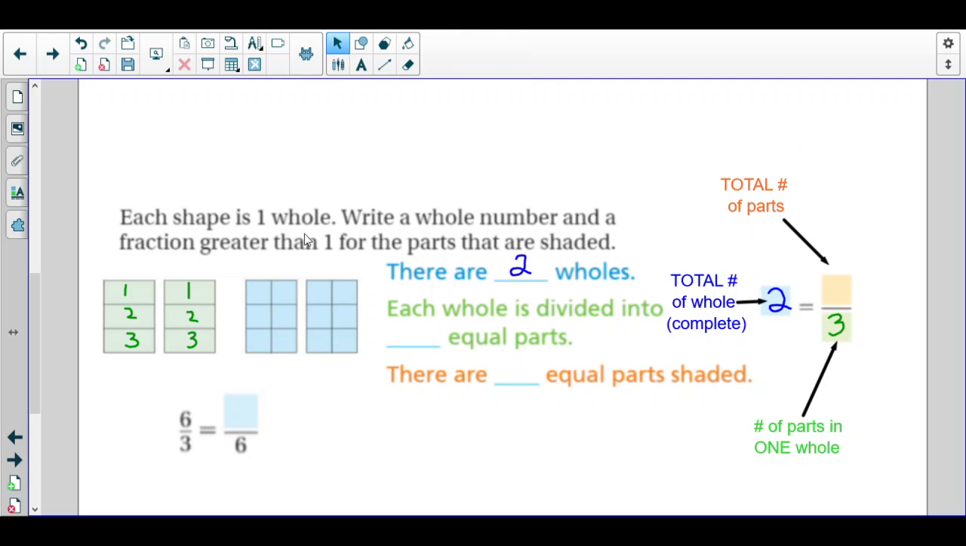And then the total number of parts. So what is the total number of parts that we have? Well, 1, 2, 3, and then 4, 5, 6. So you have 6 total pieces right there. All right, so 6/3.